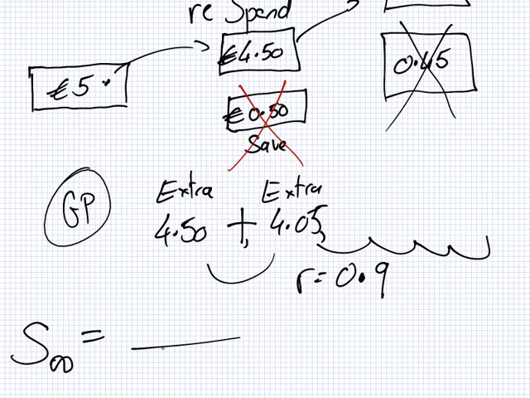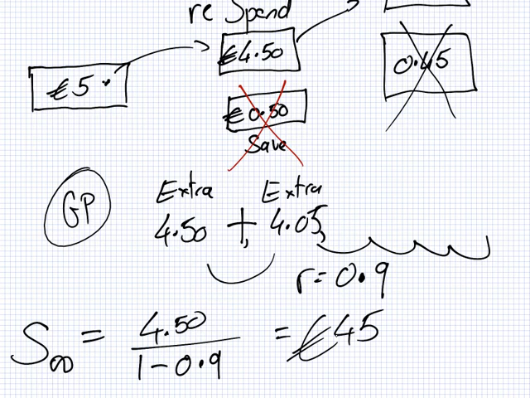Okay, so here, what do we get? It'd be 4.50 over 1 minus 0.9, so that's 45. So think about what that's saying. That's saying when I spend €5, that means 45 more euros will be spent.